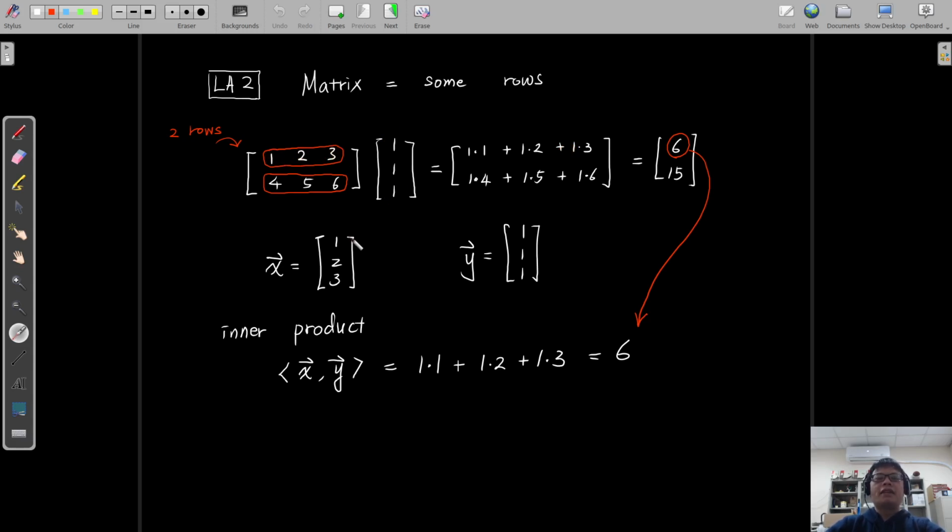So if I have a vector 1, 2, 3 and another vector 1, 1, 1, then the action that we did before is called the inner product, and this is 6, which is the output that we had before. And this angle bracket notation with x and y is the notation for the inner product.